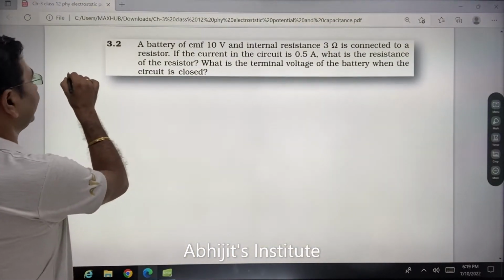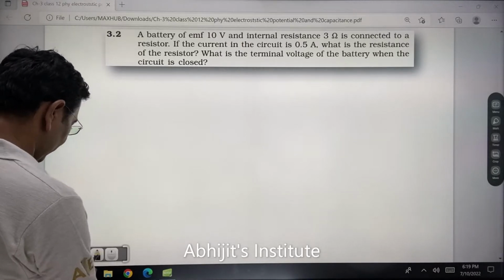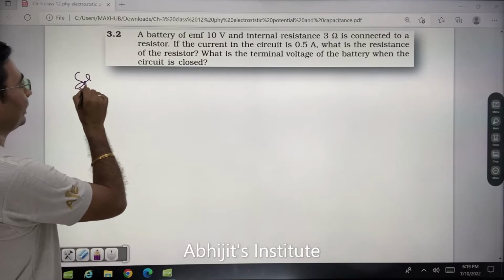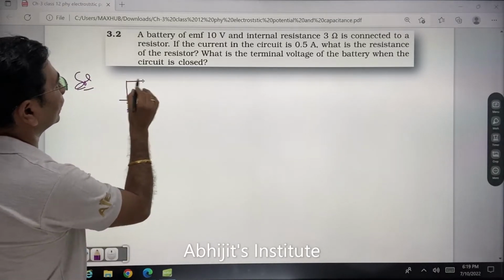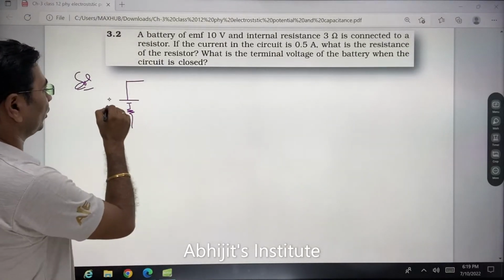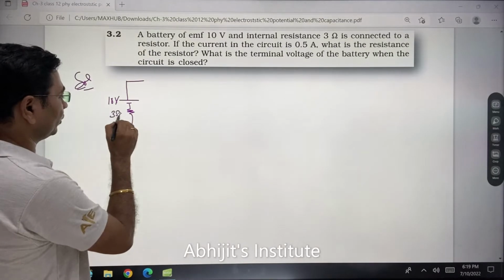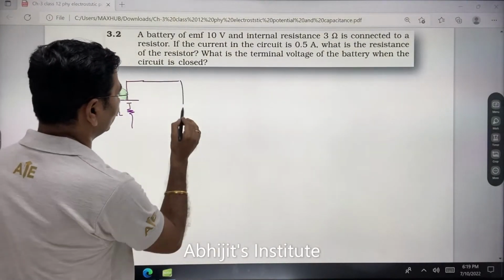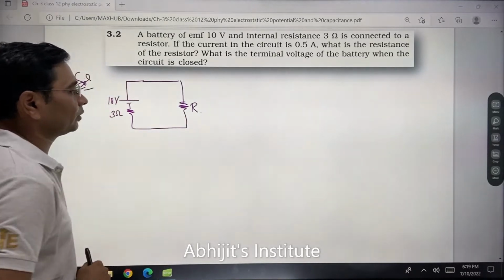So you have got a battery. Let's say I have a battery which also has an internal resistance. So I've got a battery of EMF 10 volts, and internal resistance is 3 ohms. Good, I've got 3 ohms internal resistance, and it is connected to a resistance. Very nice. So this is connected to R.